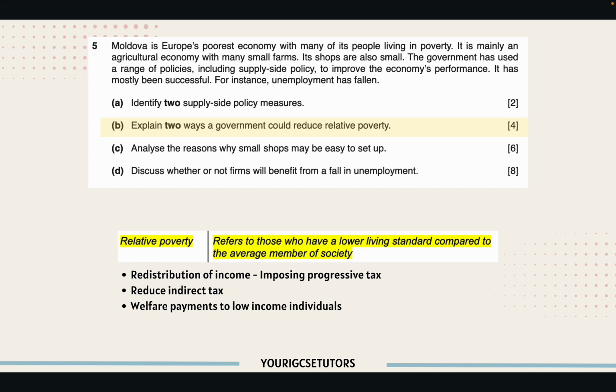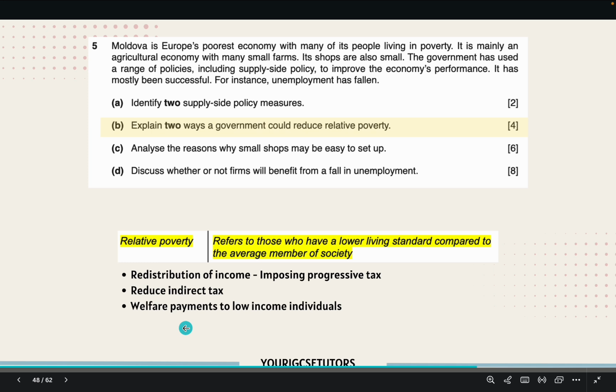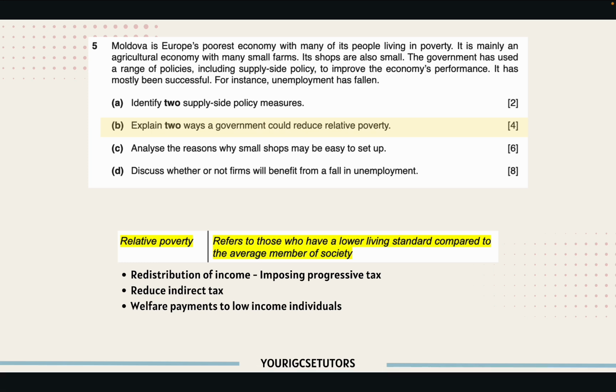Or they could also reduce indirect tax, which also reduces relative poverty because it reduces the burden of buying goods and services, and it mainly benefits the poor. Lastly, you could also have welfare payments, which is paid to the low-income individuals and it's usually financed by the government's tax revenue. So yeah, here are the ways.